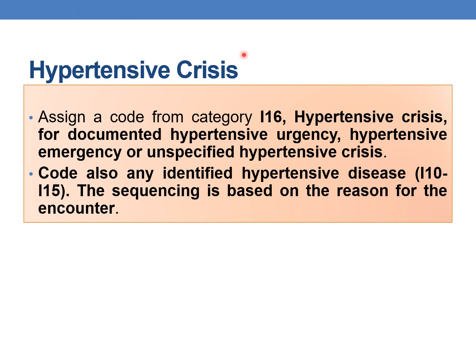So when we are coding hypertensive crisis, first you need to code the I16 series, followed by I10 to I15 to identify the hypertensive disease, and the sequence is based upon the reason for encounter. And usually whenever hypertensive crisis is there, that will be the PDX because that needs immediate attention.